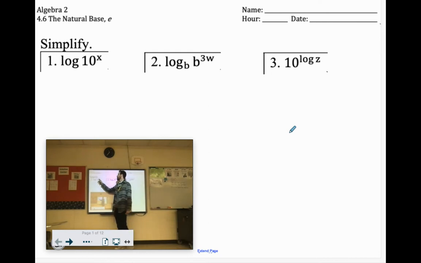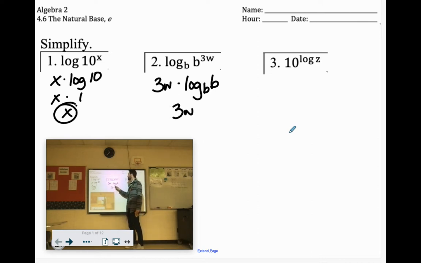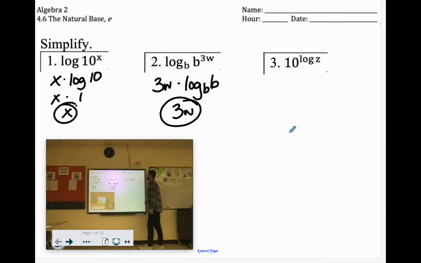So here, remember if you have an exponent, you can kick it to the front. So it'd be x times log 10. And remember, there's an invisible 10 down there. So 10 to the first would give you 10. So it just becomes x times 1, which is x. Now over here, you kick the 3w to the front. 3w times log sub b of b. If you have the same thing in the sub and the regular number, it just comes out to 1. So 3w times 1 is 3w. You'll start to notice a pattern here.